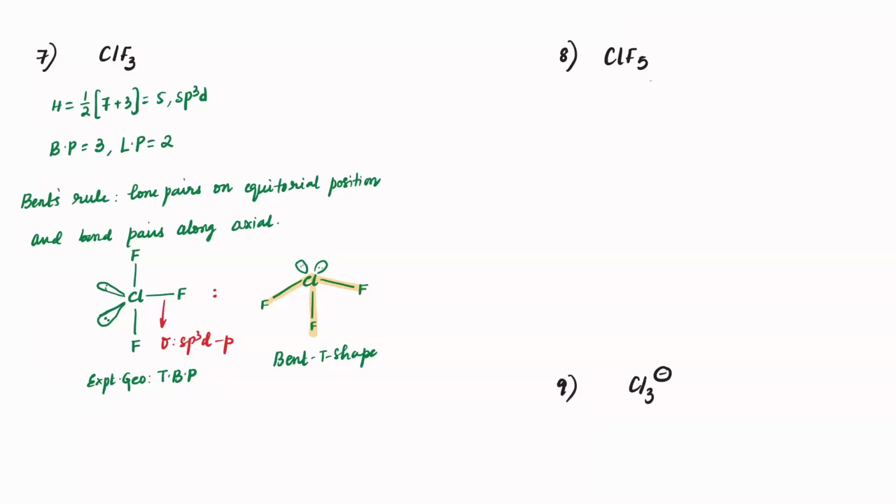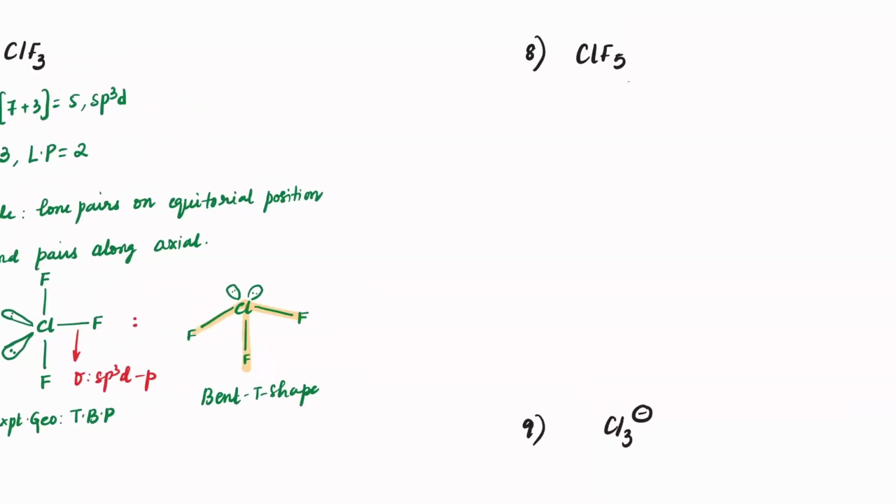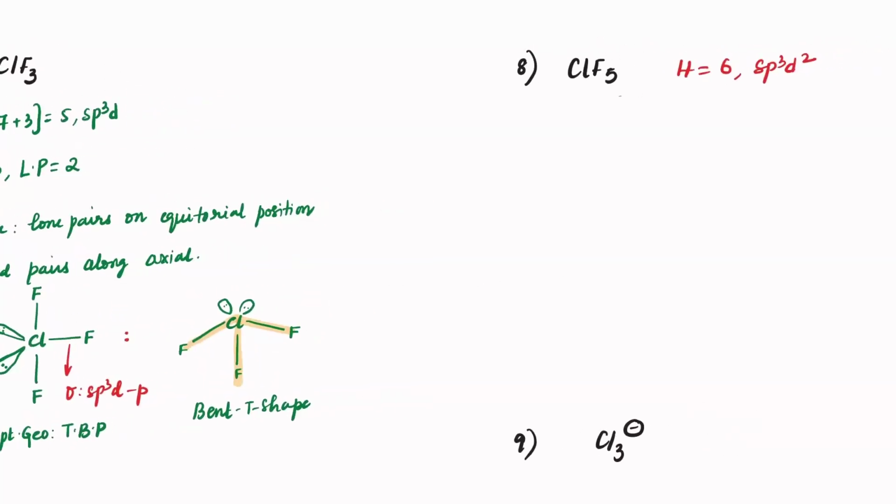Steric number is 6. Perfect. Then sp3d2, very good. So that makes it sp3d2. How many bond pairs? How many lone pairs? 5 bond pairs and 1 lone pair. Very good. Okay. So geometry, what do we expect this to form?